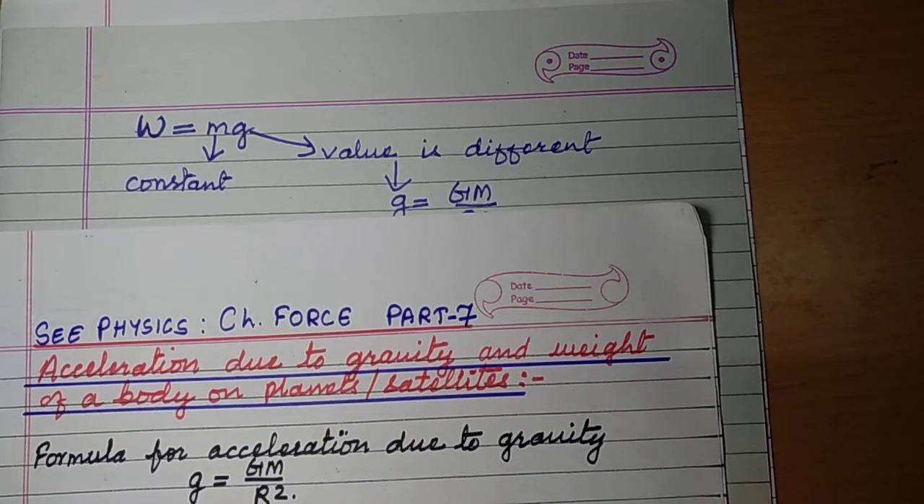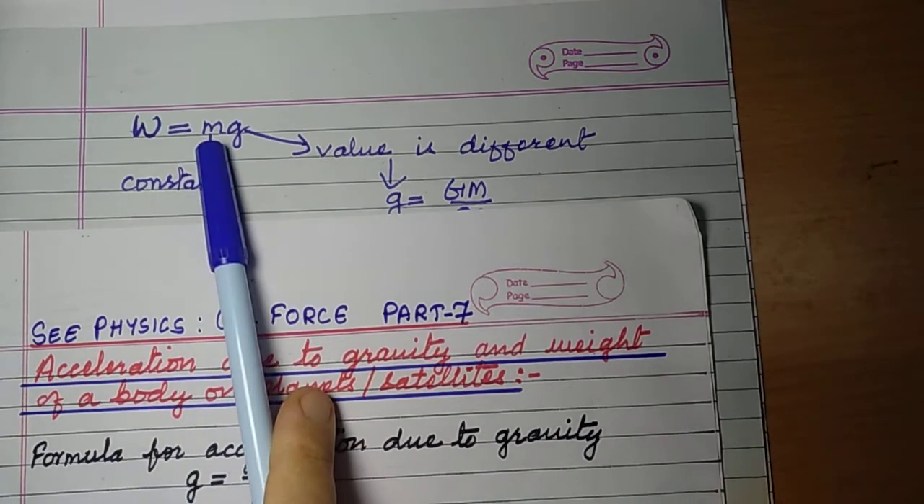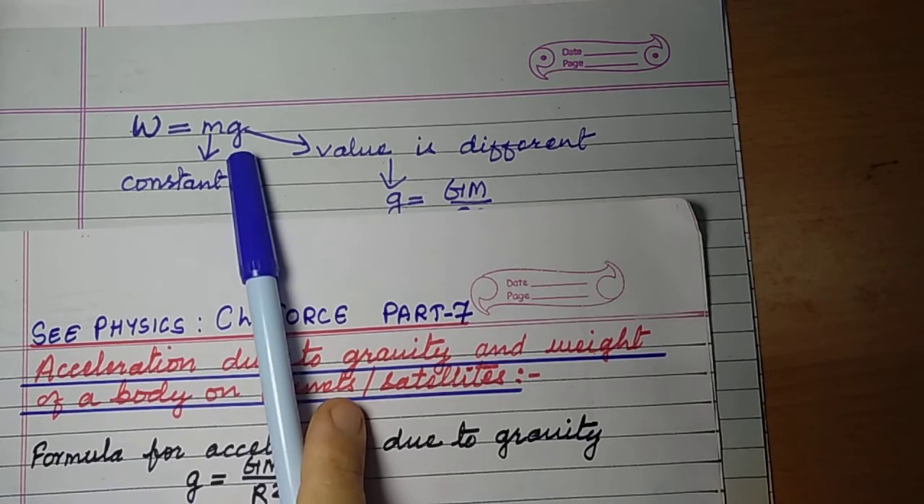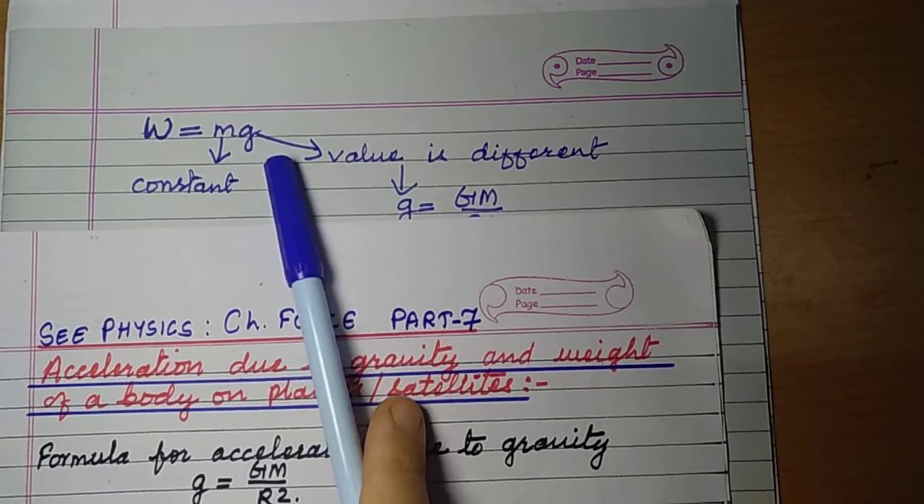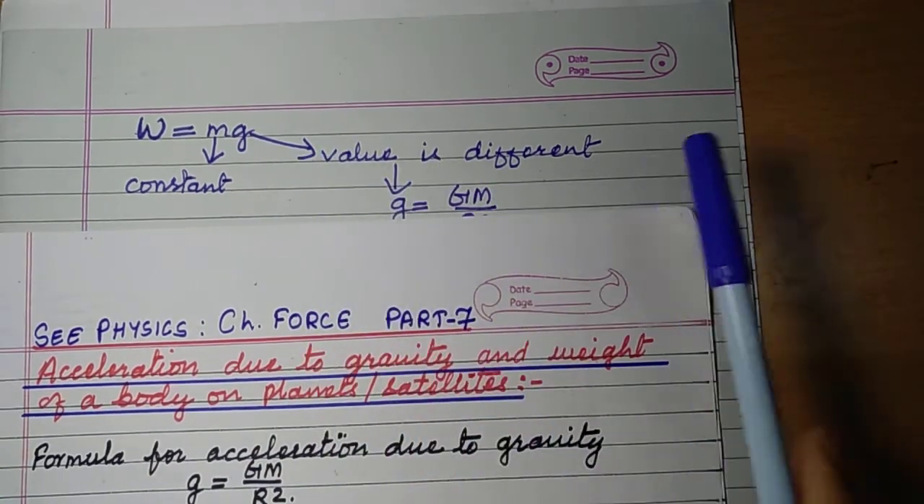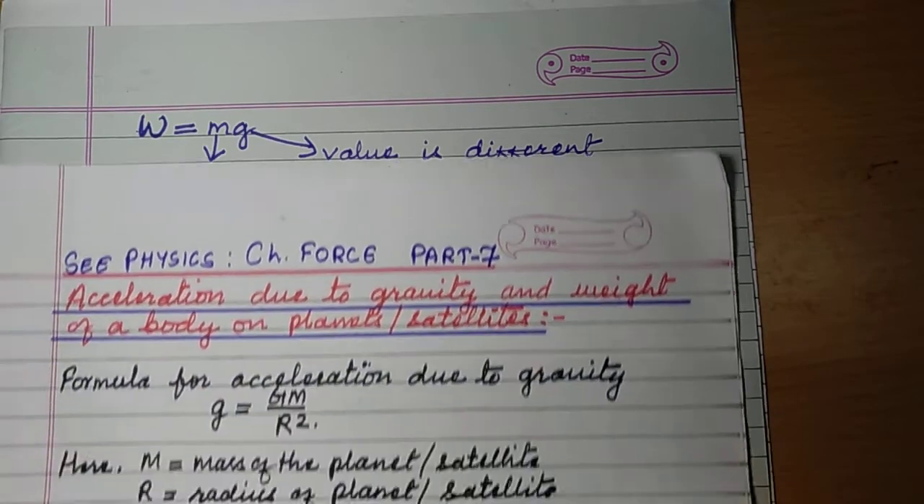Now, the formula to calculate weight is W equal to mg. Here in this formula, small m is the mass of a body, which is a constant quantity, and small g is acceleration due to gravity. And this value differs on different planets and satellites. So why does this happen? We are going to see here.